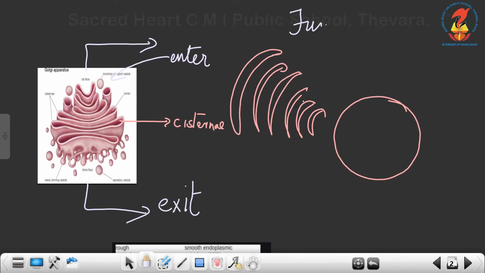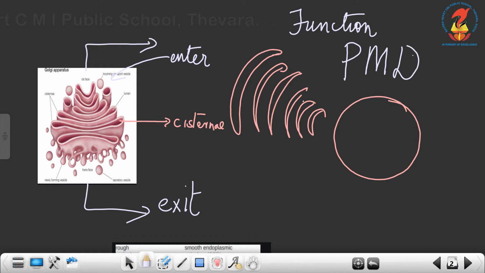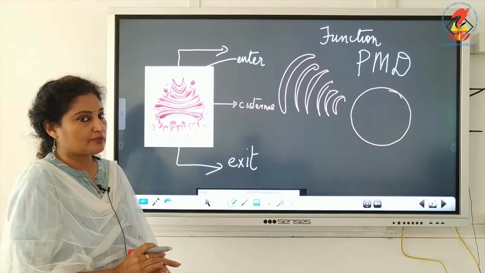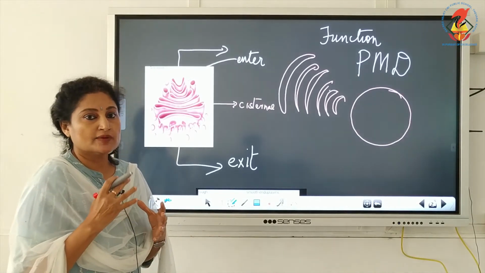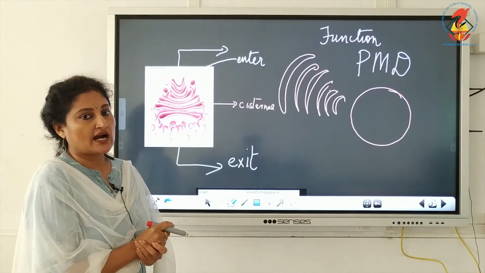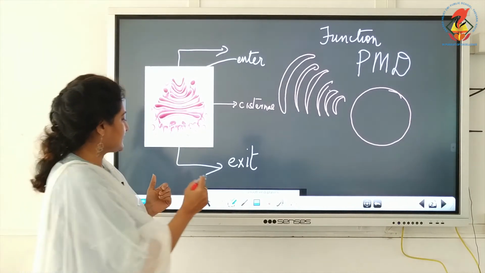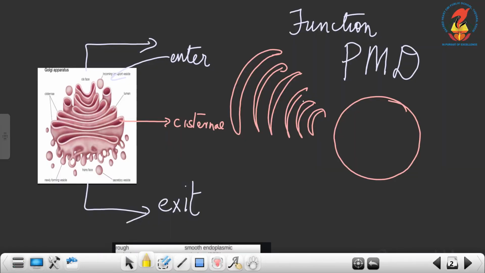So, next we learn function. The function of Golgi apparatus is, just remember the short form PMD, that is, it is involved in packaging, modifying and dispatching of materials. For example, if it is the proteins synthesized by the RER, the proteins get in. I am giving yellow color for the proteins synthesized by the RER. These proteins get in at the cis phase. See, this is the entry.